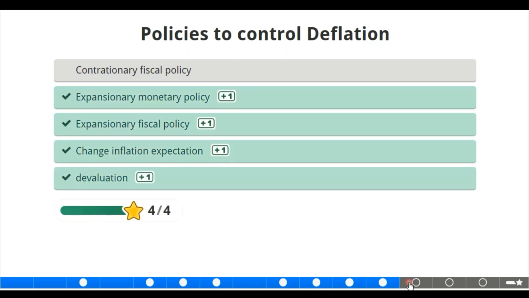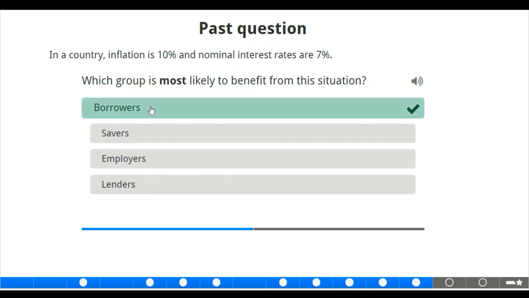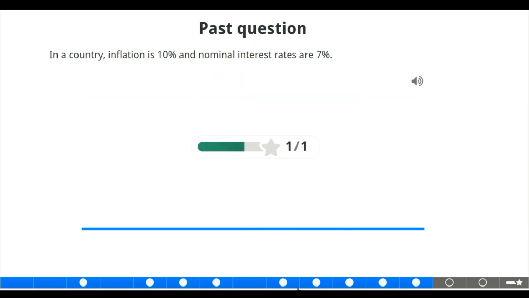Now we move to the next slide. Moving to the next slide, we have a past question related to inflation. In a country, inflation is 10% and nominal interest rate is 7%. Which group is most likely to benefit from this situation? That is, the nominal interest is lower than inflation. Of course, the borrower should benefit the most in this situation.